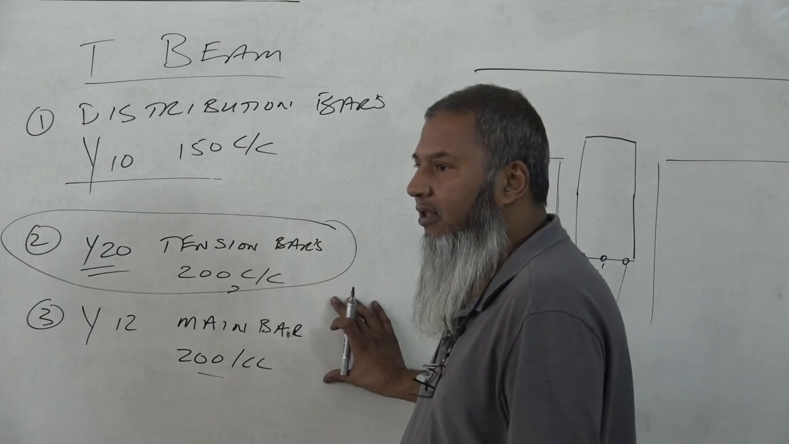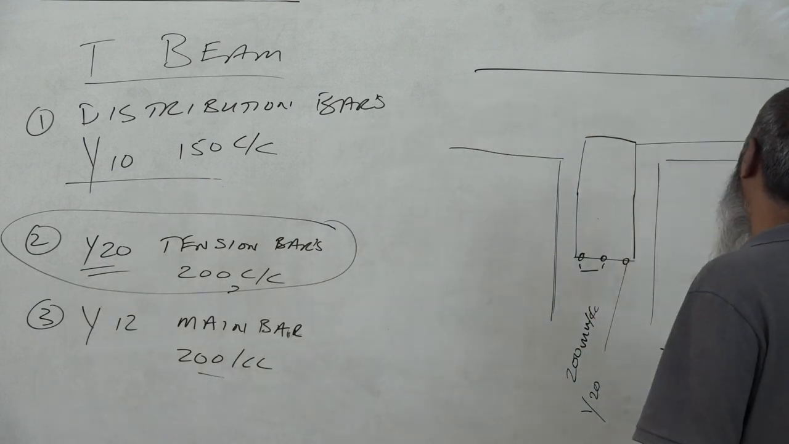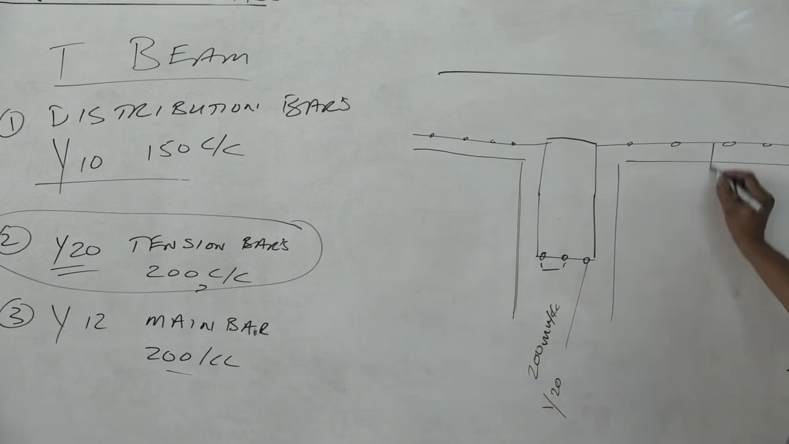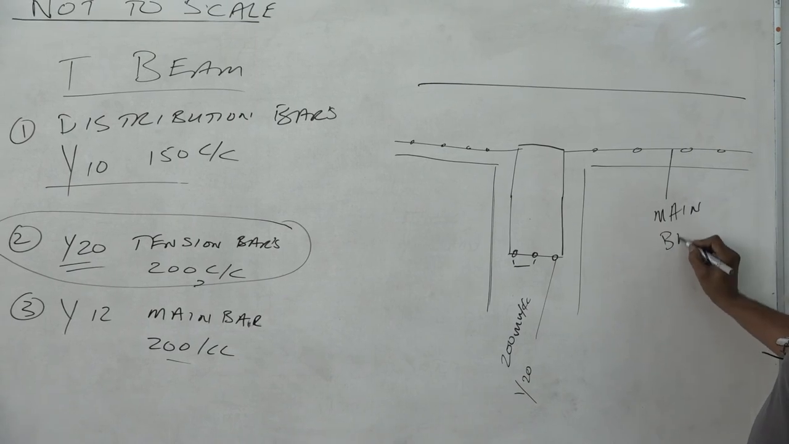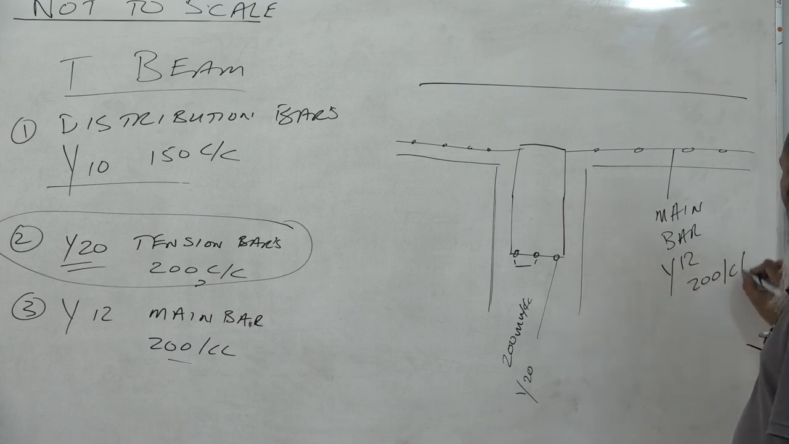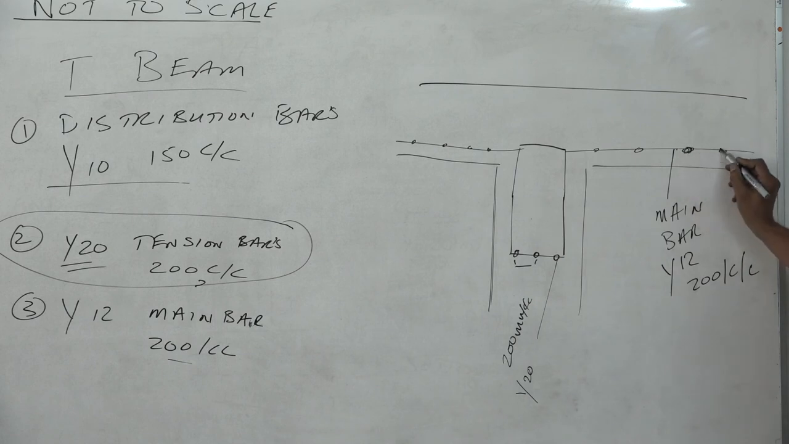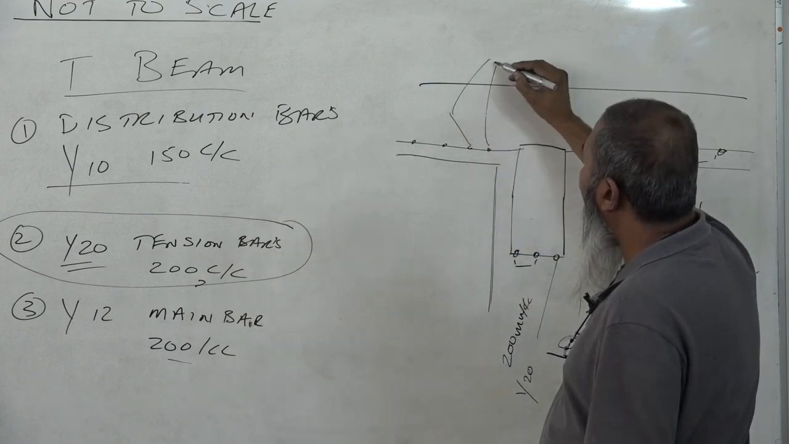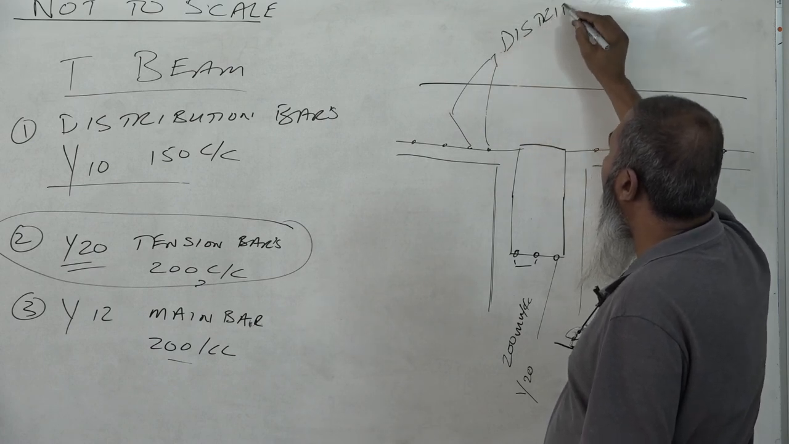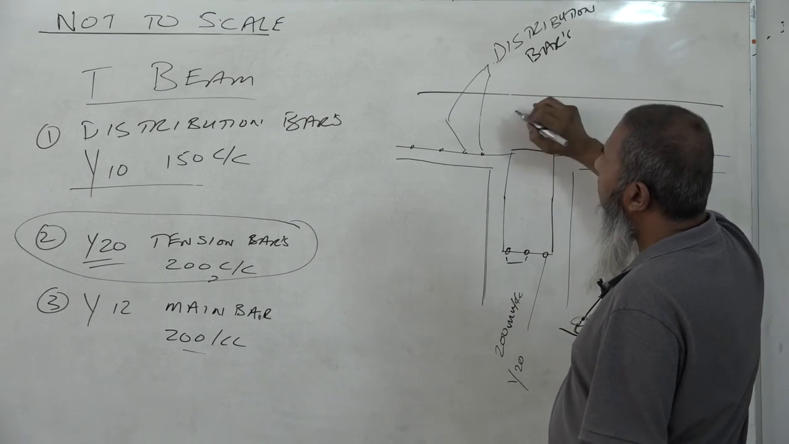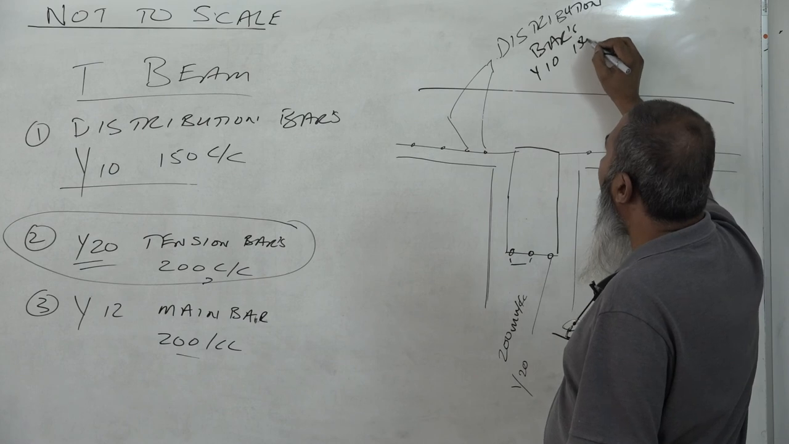Then we speak about the main bars. The main bars are actually running across. So my main bar will be running across here, running across that way. Okay, so this is the main bar. And we said again, the main bar is Y12, 200 center to center. So in other words, the spacing from here to there is 200 millimeters. Okay? Right. Then we look at our distribution bars. Our distribution bars fit in here. Distribution bars Y10, 150 center to center.